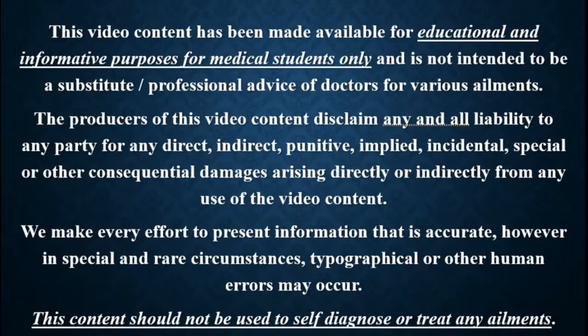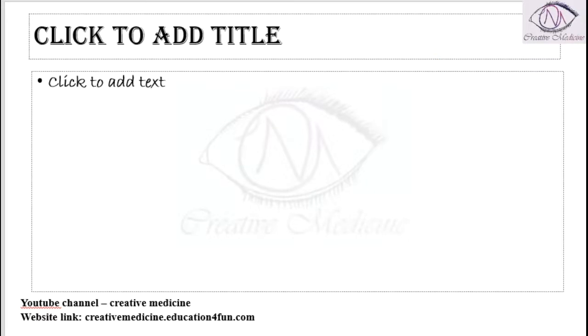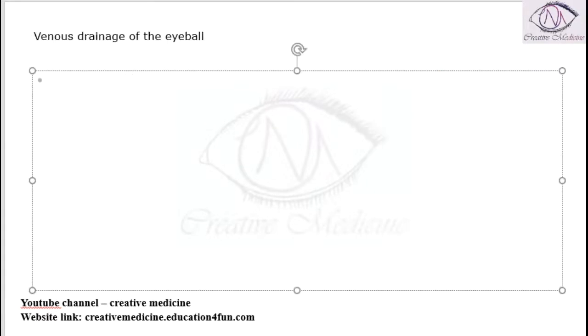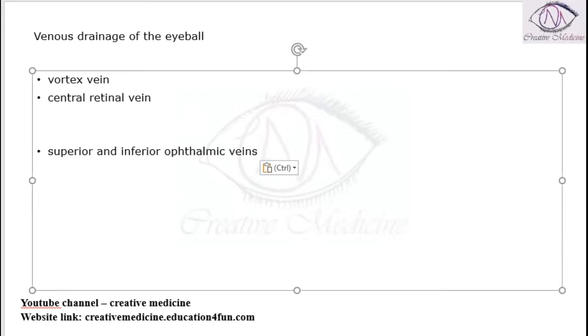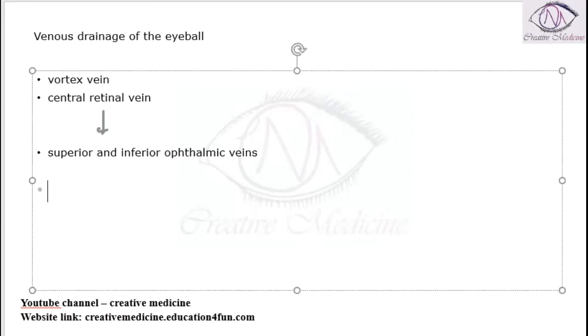In this lecture, we will learn about venous drainage of the eyeball. Venous drainage of the eyeball is mainly by the vortex veins. We also have central retinal veins. And these vortex veins and central retinal veins will drain into the ophthalmic veins, the superior and inferior ophthalmic veins. And these superior and inferior ophthalmic veins in turn drain into the cavernous sinus.